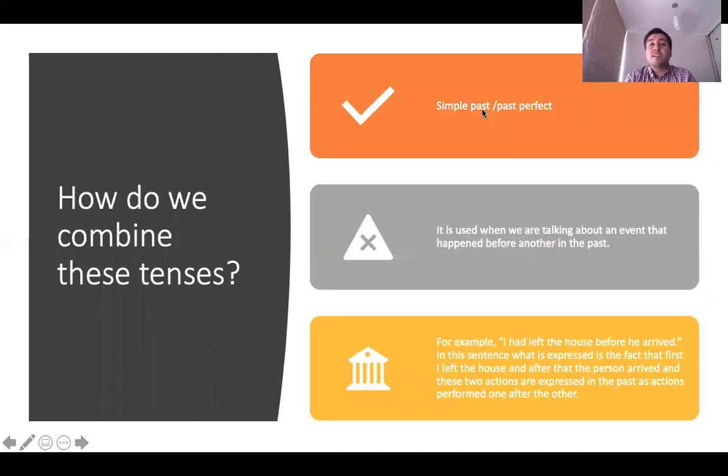Then we have the simple past and past perfect combination. It is used when we're talking about an event that happened before another in the past. As I said before, the past perfect can be used only to talk about another action in the past, right? So let's see the example, which is, I had left the house before he arrived. So the first thing that happened is that I left the house, and the second action that happened in the past is that he arrived.